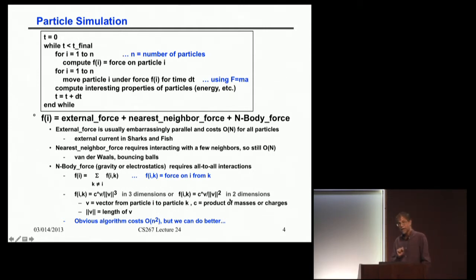And to make the math easier, I'm going to do it in 2 dimensions. In that case, the 3 in that exponent goes down to 2, and so it's an inverse first power law. And so that'll make it a little easier to do. If I do the obvious way, it's going to be n squared, but we're going to do better.